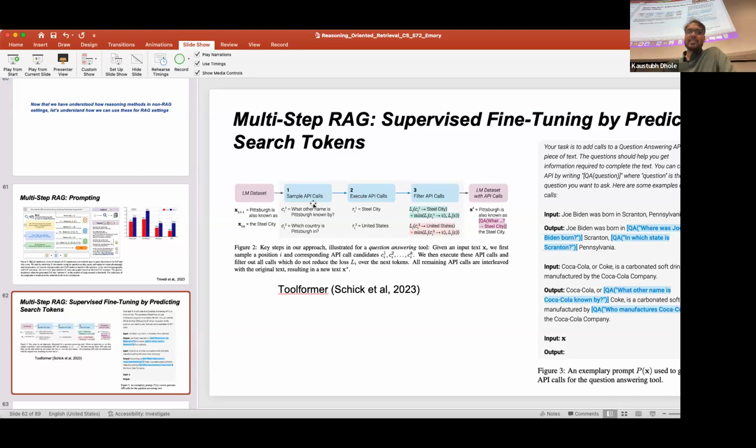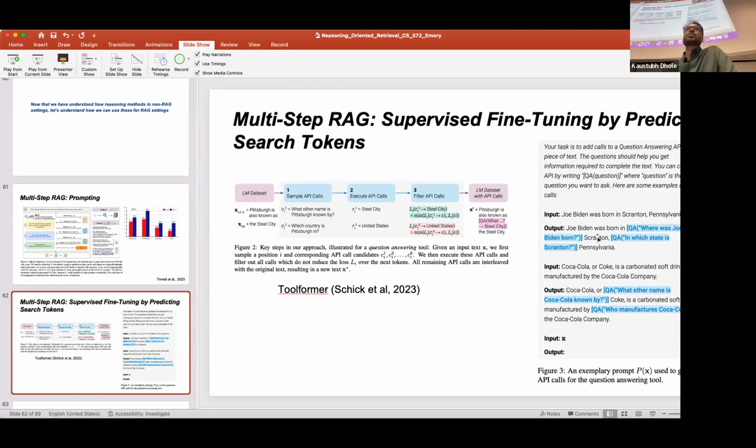The approach was essentially to take a regular data set, sample API calls, and then filter these calls according to whether, when we insert these calls into a regular text, that is a regular example, which does not have any search calls, but after putting these explicit search tokens here, does the loss of the subsequent tokens decrease?